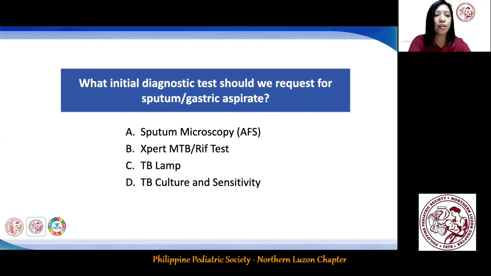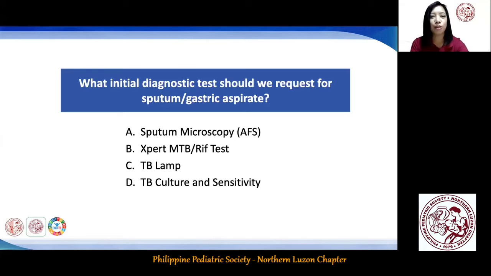In the new TB guideline, what initial diagnostic tests should we request for sputum and gastric aspirate? We're going to give you 5 seconds to answer. The choices are A, sputum microscopy for acid-fast bacilli; B, gene expert for Mycobacterium tuberculosis with rifampicin resistant test; letter C, the new TB loop-mediated isothermal amplification test; or letter D, the gold standard, which is the TB culture and sensitivity. The timer starts now. 5, 4, 3, 2, 1.